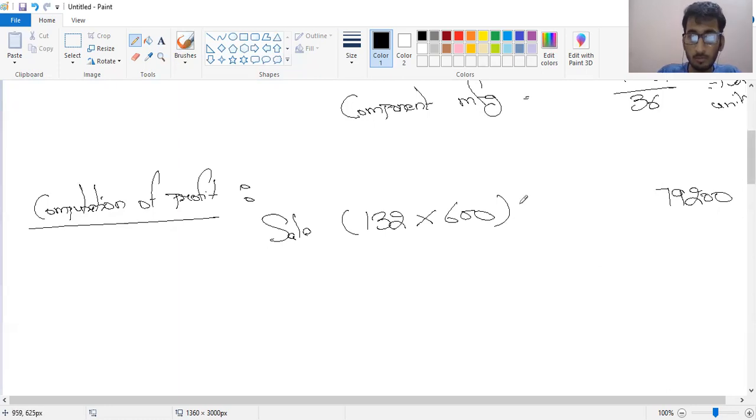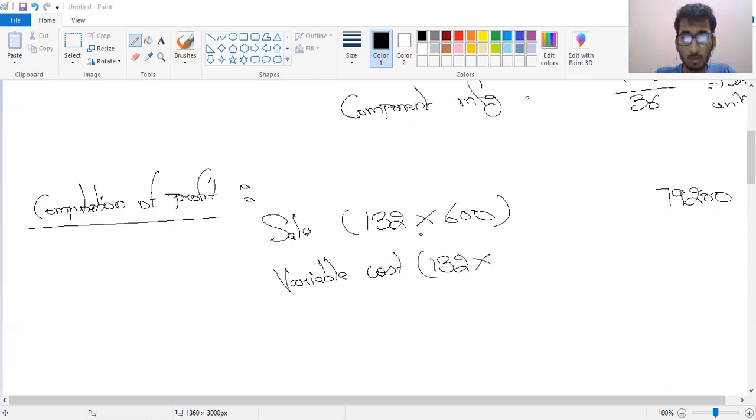Variable cost. So variable cost is 132 multiplied by how much? It is 160, right? And assembly cost 40 rupees. So I can say 200. So 132 times 200 means 26,400. 160 is the variable cost and 40 is the assembly cost, which is completely variable. It's also given to us. Okay. Now the other cost is fixed cost.